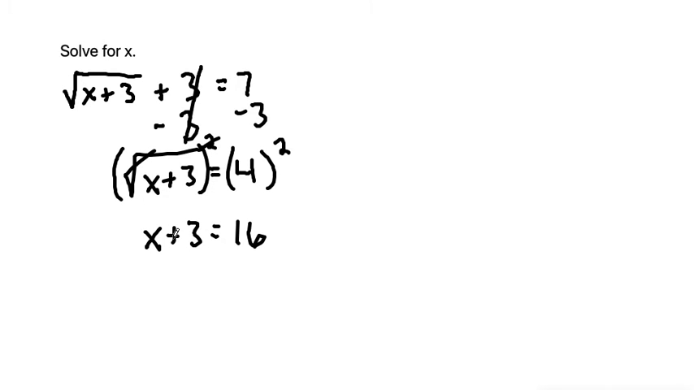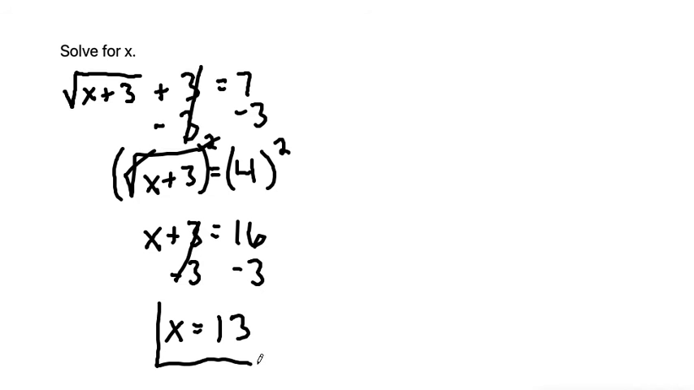The last step is to move this plus 3 over to the other side to get the x by itself. And similar to the first step, now that it's not under the radical, we can just subtract 3 to leave x by itself, since plus 3 minus 3 goes to 0. And 16 minus 3 is 13.